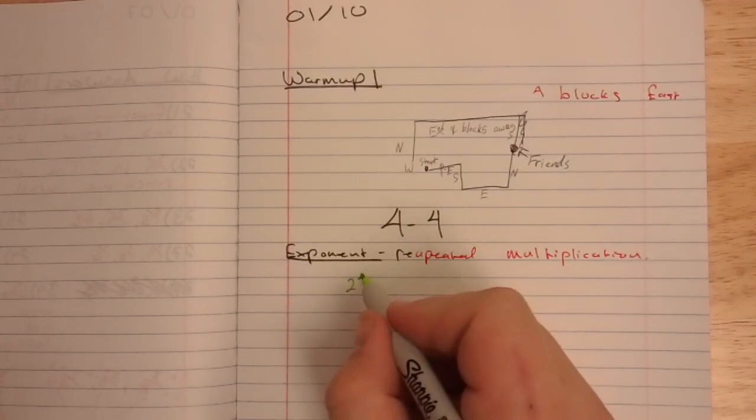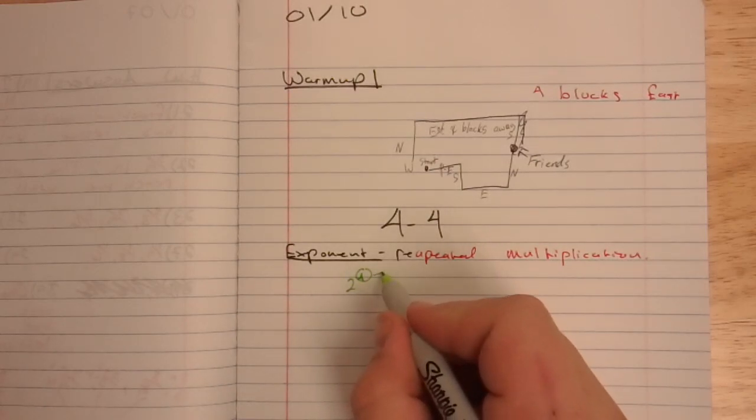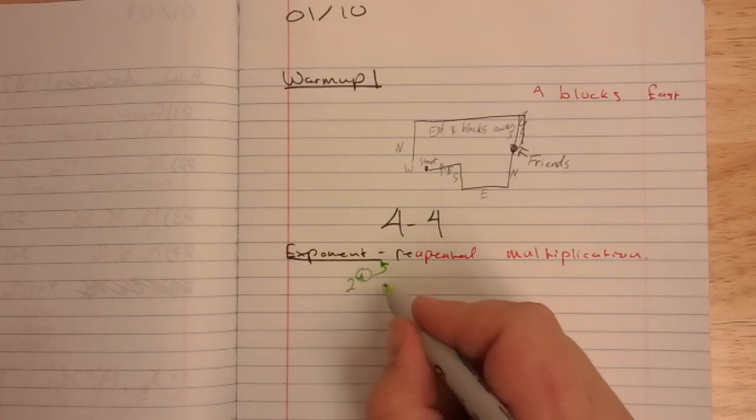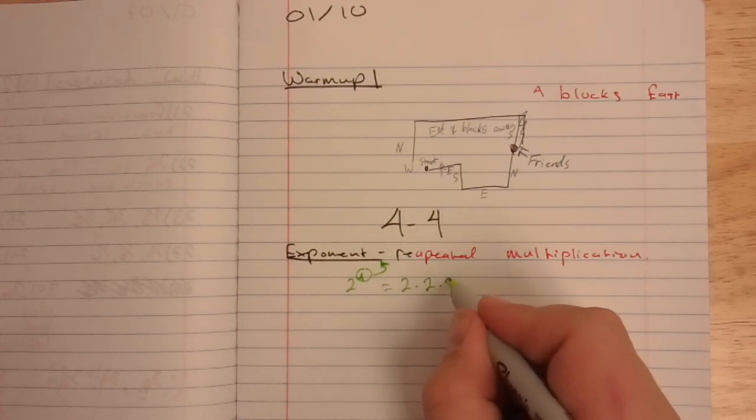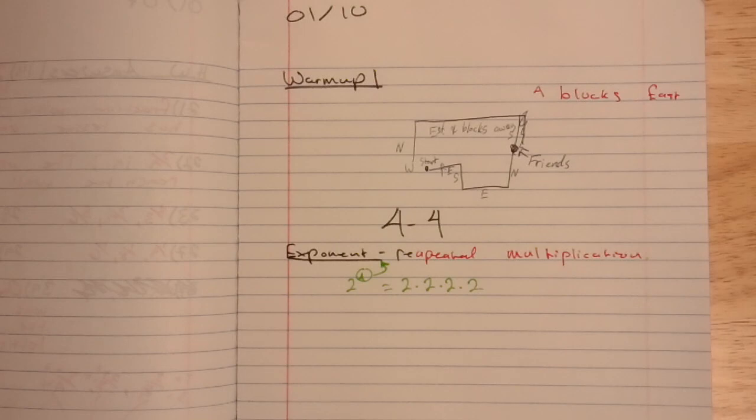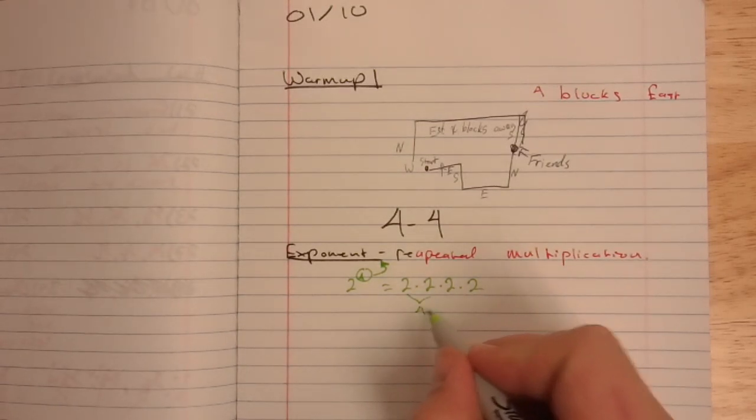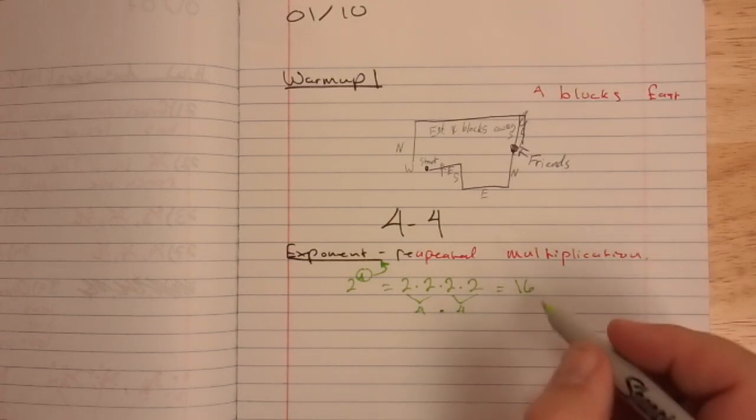All right, so if you have an exponent, let's say we have 2 to the 4th power. The exponent is the 4. Which means that it's 2 times 2 times 2 times 2. It means you're taking 2 and multiplying it by itself 4 times. 2 times 2 is 4. 2 times 2 is 4. 4 times 4 equals 16.